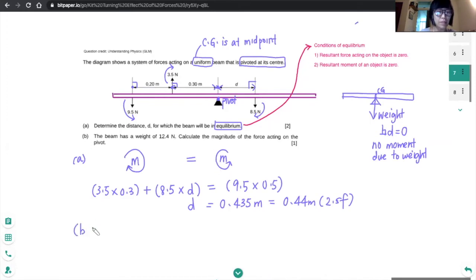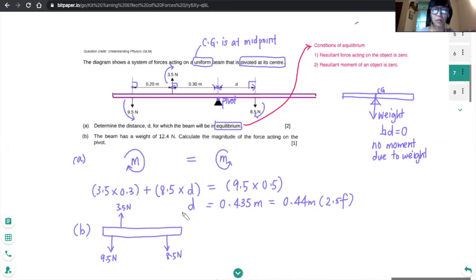Okay, now part B, we're going to use the idea that the resultant force acting on the beam is 0, which means all the forces are balanced. Before we even start working, we need to know what the forces acting on the beam are. So let's just draw a quick sketch of the beam. You have 9.5 Newton, you have 3.5 Newton acting upwards and 8.5 Newton downwards. But that's not all.